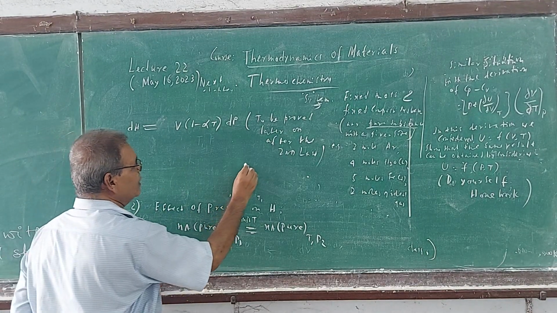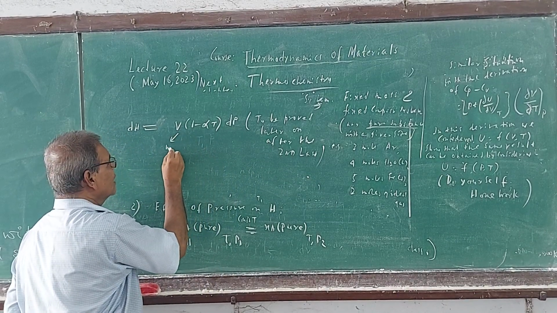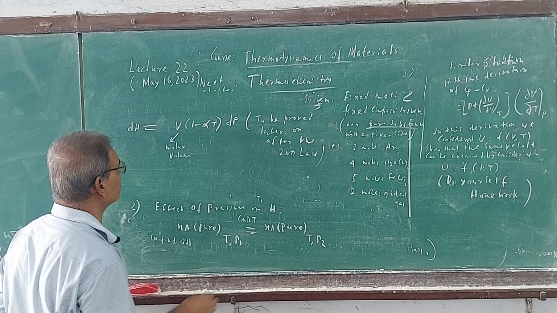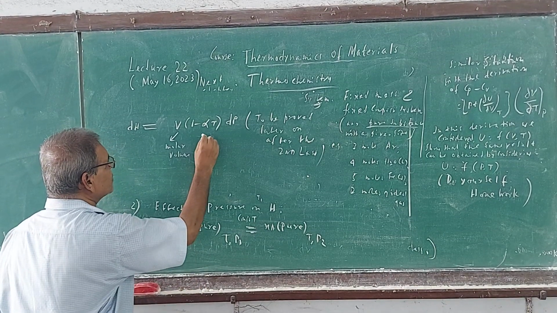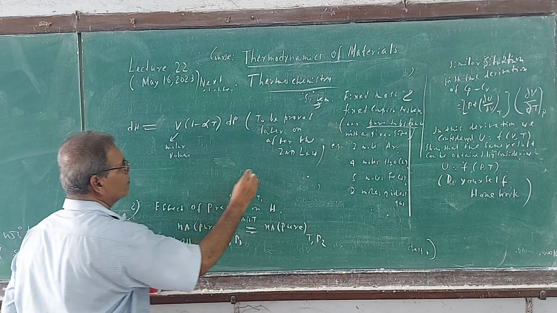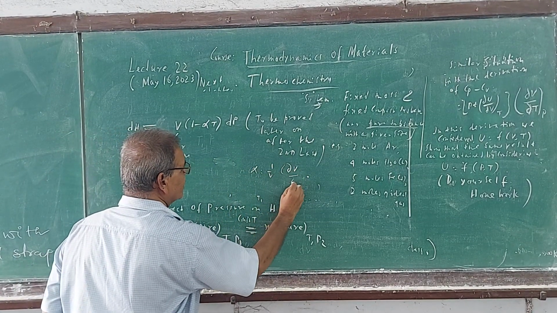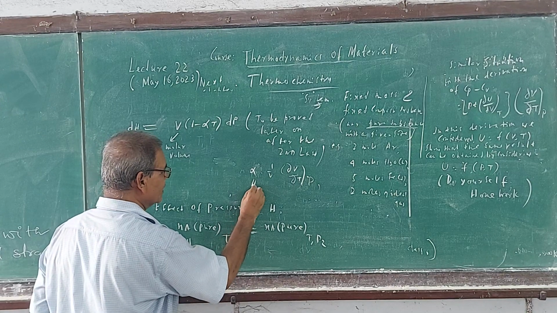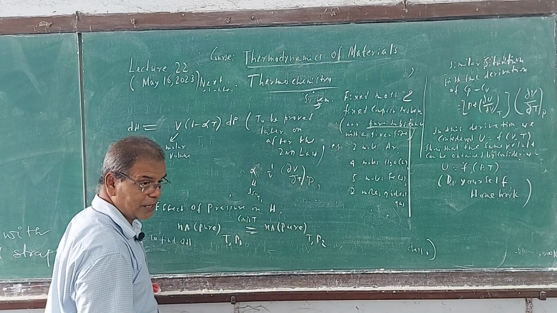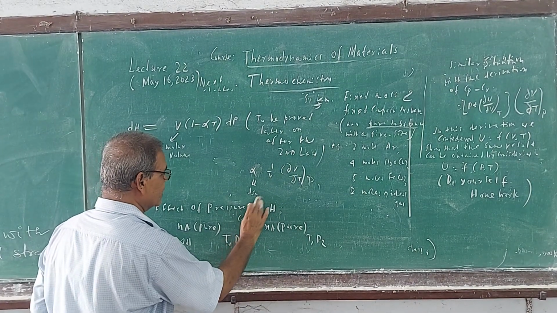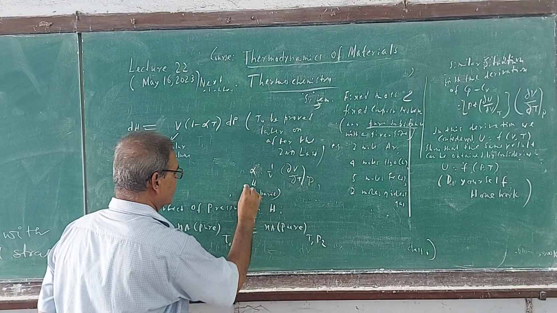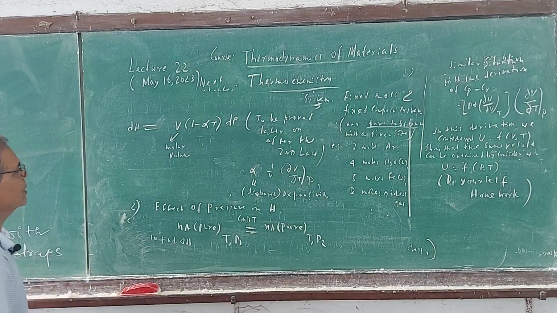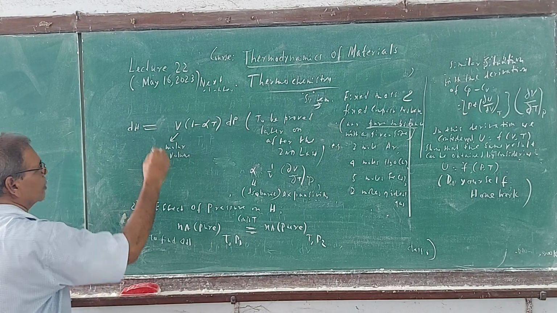dH is this. What is alpha, sir? V is the molar volume, for 1 mole. And alpha is 1 by V, del V by del T at constant pressure. Alpha is the isobaric expansivity, or coefficient of volume expansion. I am giving you the effect of pressure. This will be proved. V is the molar volume, or the total volume.